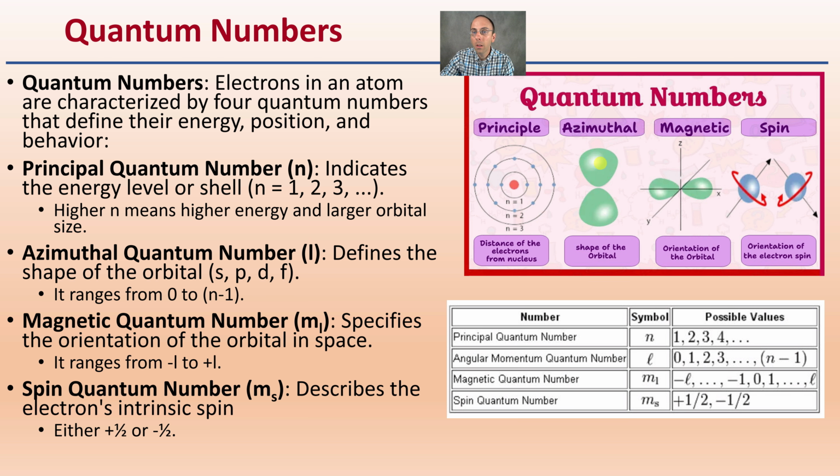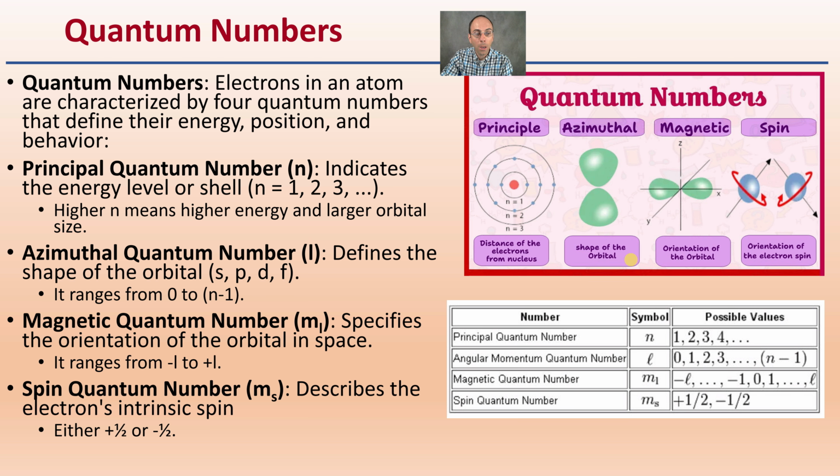The azimuthal quantum number, represented by the letter l, defines the shape of the orbitals. So we get into s, p, d, and f shapes. When we talk about the periodic table, we'll show you where those are located. The range is from 0 to n-1, and that's going to be the shape of the orbital.